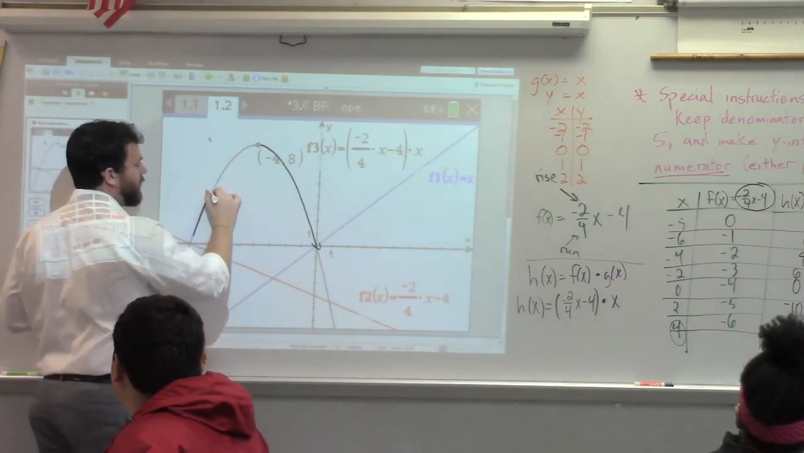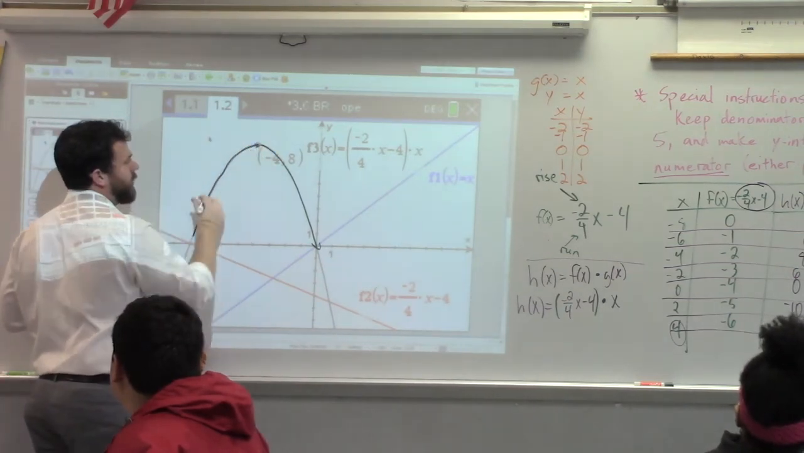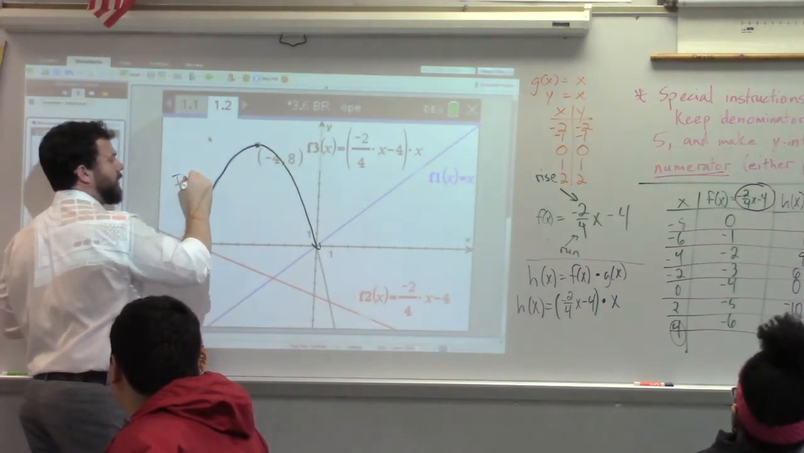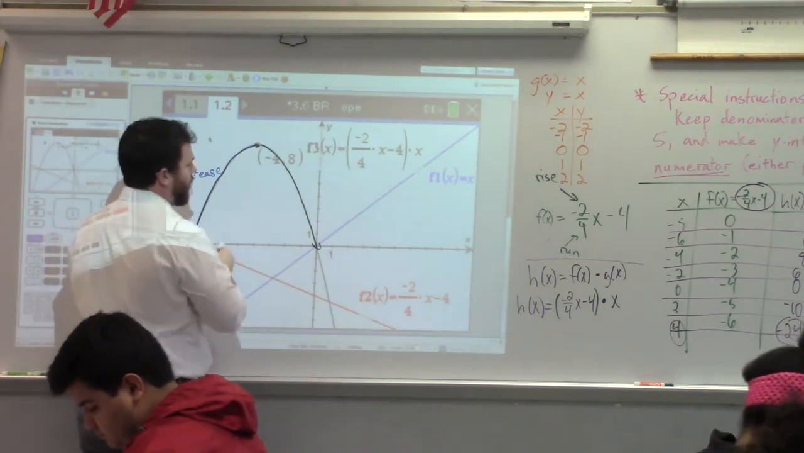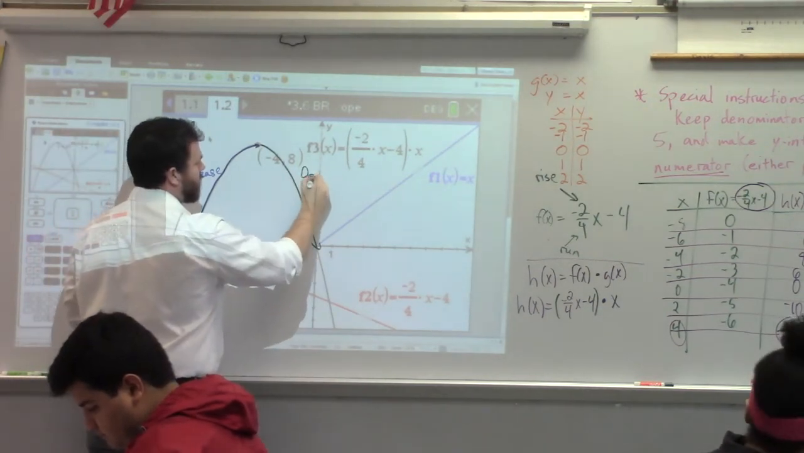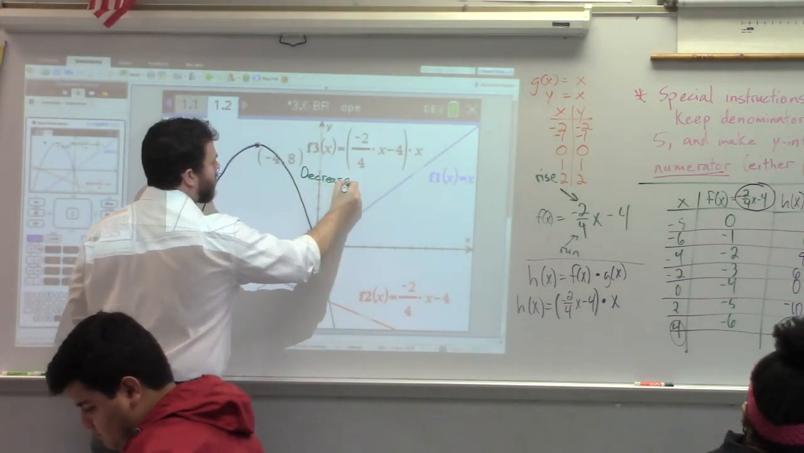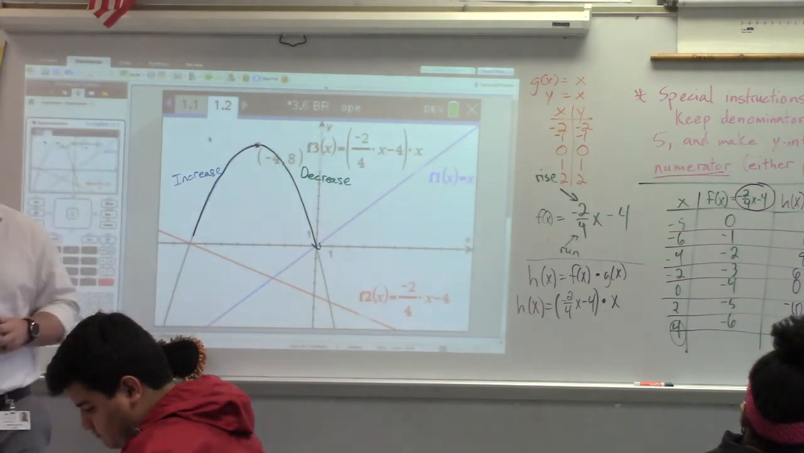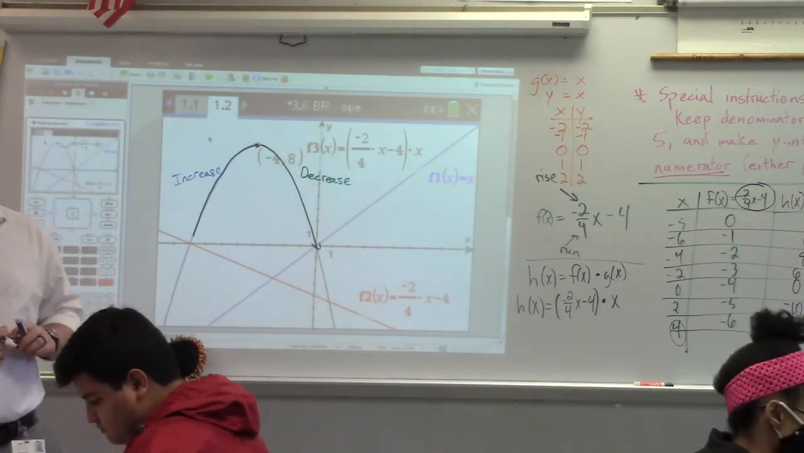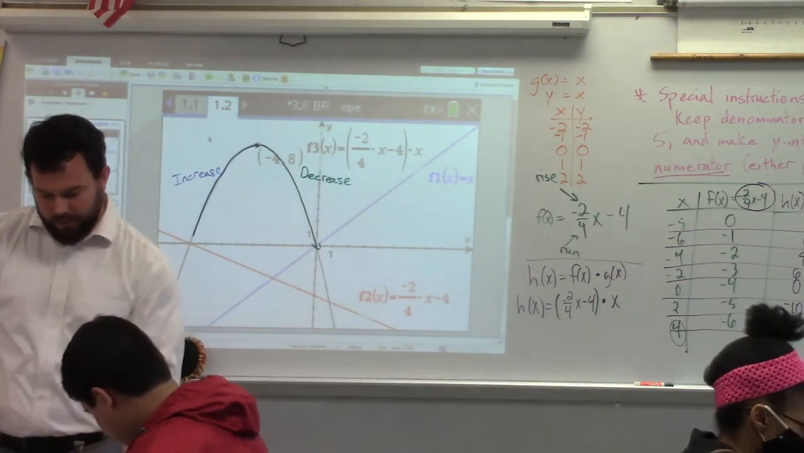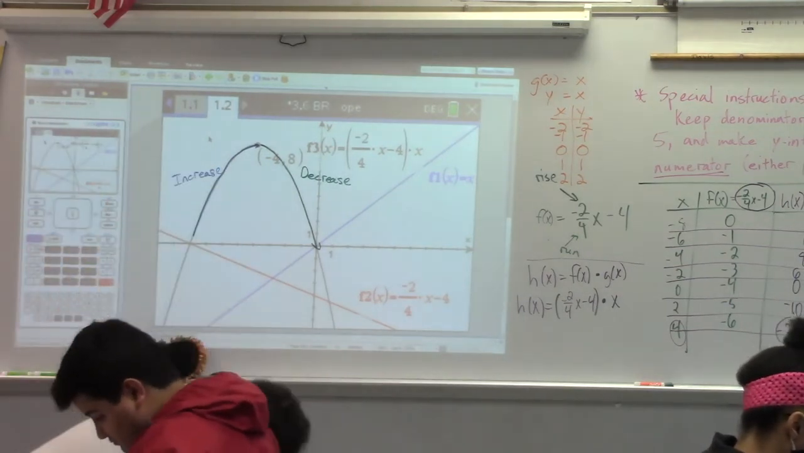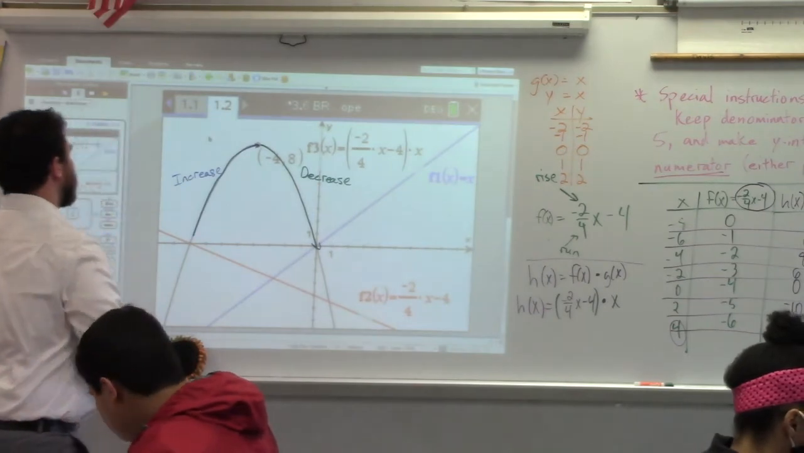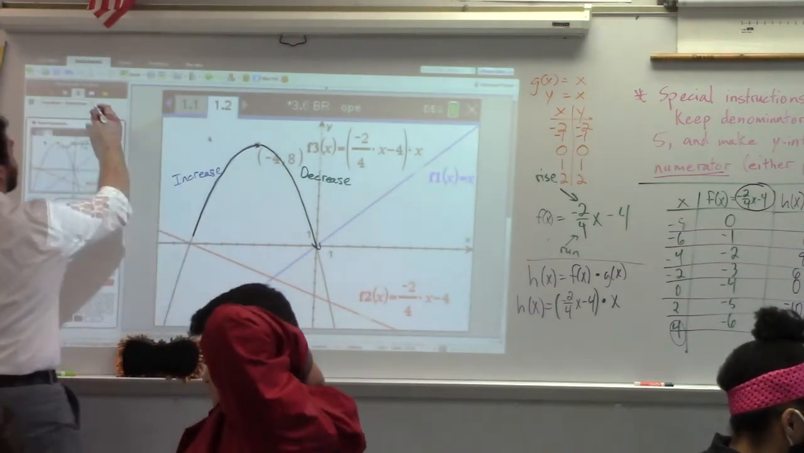Remember, we always read left to right. So this blue here is an increase for me. This green here is a decrease. But we need to be careful. Number 5 says, over what domain interval is h of x decreasing? And over which interval is it increasing?